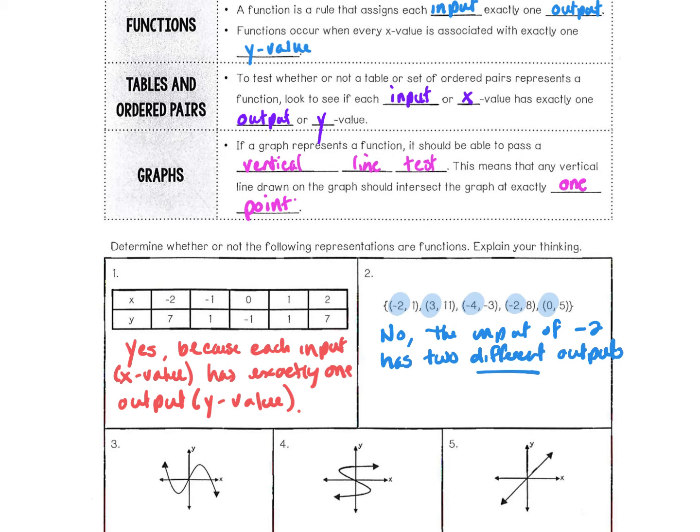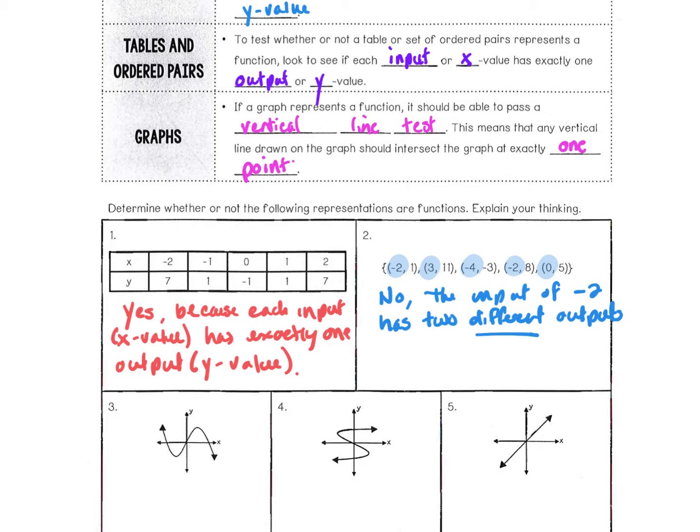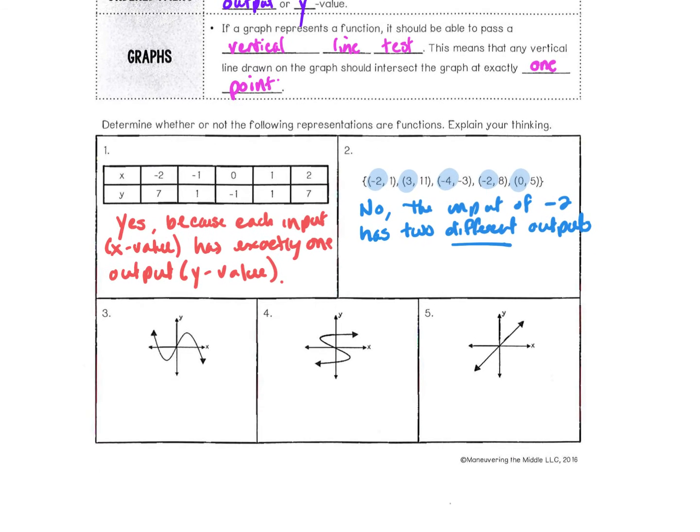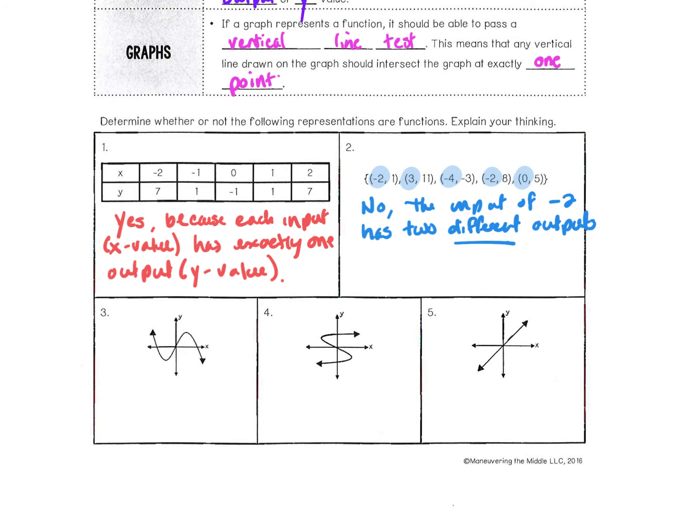And by the way, let's clarify two different outputs. For instance, if this would have been -2 and 1, and then we had seen -2 and 1 again, it would not be considered a different output. So let's move on. Now we're going to be looking at graphs, and we want to incorporate the vertical line test. And let's recall that again, vertical line test.